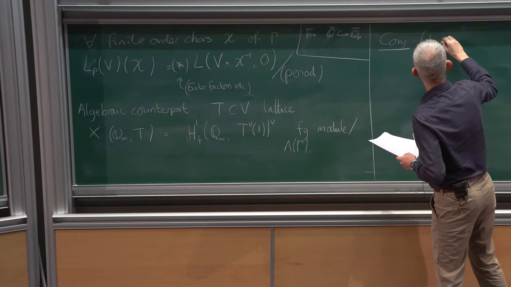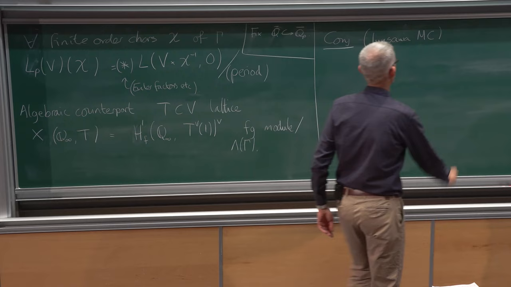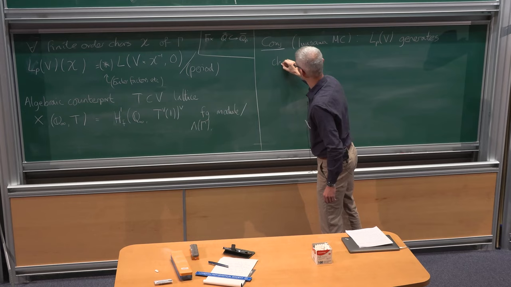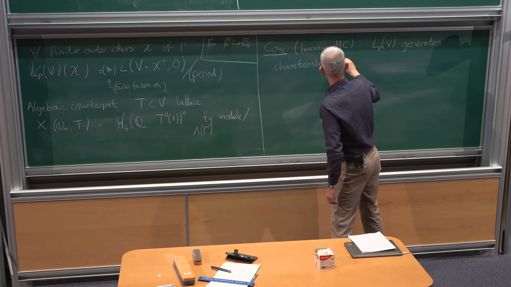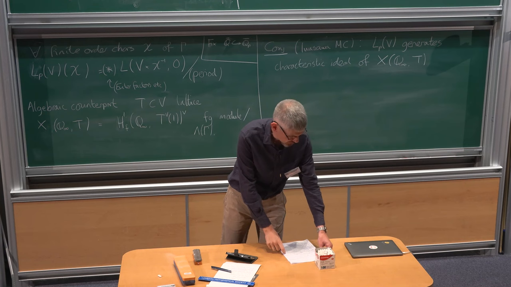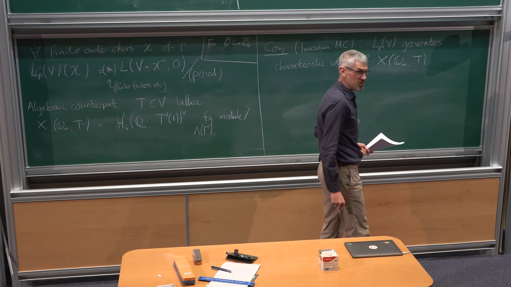So the Iwasawa main conjecture for V is the statement that this guy measures the size of this guy. So L_p of V generates the characteristic ideal of X(Q_∞, T). You have to be careful about which lattice you're working with here. As I've written it, it's not obvious that this is independent of the choice of T. But in practice, for most of the representations we care about, the T is unique up to scaling anyway, and then it is well defined.